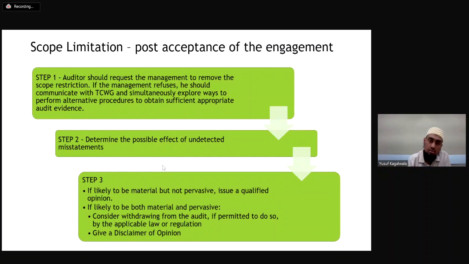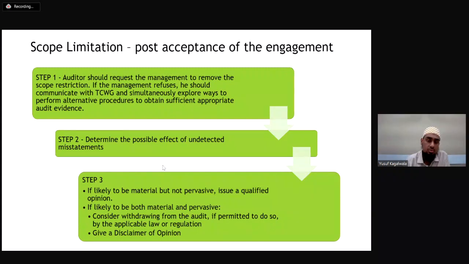This is actually even given in the implementation guide or guidance note given by the ICA on resignation of auditors, that where such a scenario arises, we should withdraw from the audit. But we need to also assess whether it is permitted by applicable law or regulations. An example can be SEBI.